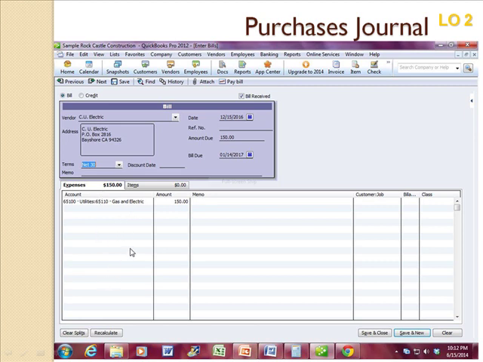I want you to think of this as kind of like the journal. When you do a journal entry, we enter a debit to utilities expense and a credit to accounts payable. That is the same thing as entering a bill into the computer system.